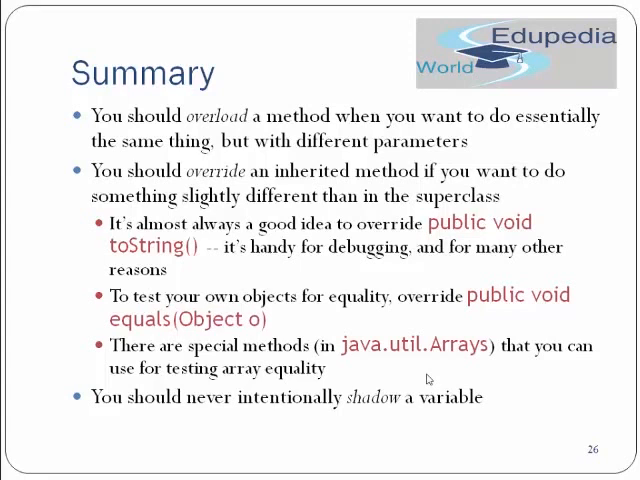To test your own object for equality, you need to override the equals method, and the syntax is public boolean equals, and in the parameter you pass Object o. There are also special methods in java.util.Arrays that you can use for testing, like the equals method of arrays. And lastly, you should never intentionally shadow a variable because that might create confusion in your program. So you should not shadow a variable.